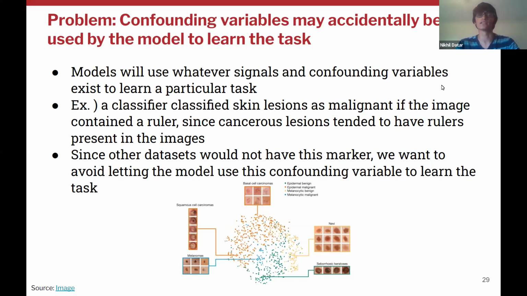And the problem with this is that not all data sets are going to have these confounding variables in them. If a model is using that confounding variable to learn the task, then when it's applied to a new data set that does not have that confounding variable, it's not going to be as successful in the task that it has learned, because it's not going to have that confounding variable to use. So since some other data sets would not have this marker, we want to avoid letting the model even learn this confounding variable in the first place.